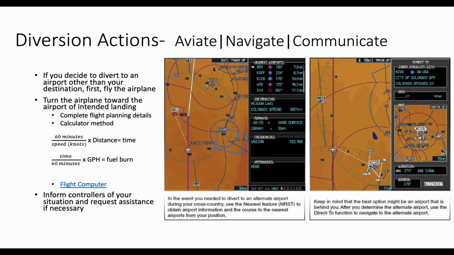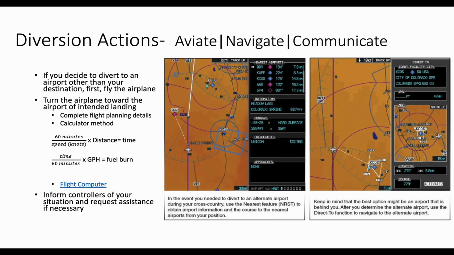You don't want to lose control of the aircraft or get lost even further because you're worried about punching in a flight plan to your GPS or talking on the radio. So fly the plane first, and then begin turning your airplane toward the airport for intended landing. And while you're doing that, you can complete your flight plan details.